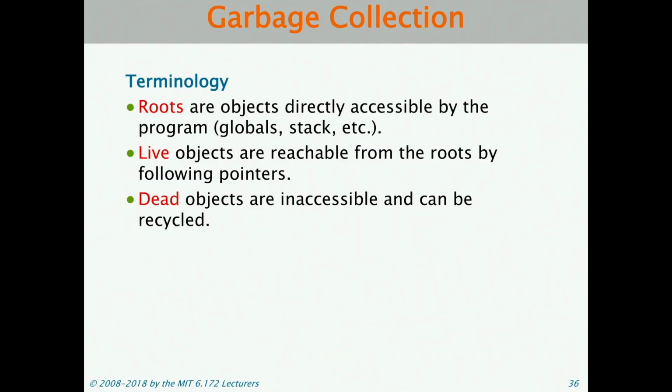Okay, so for garbage collection, let's go over some terminology. There are three types of memory objects: roots, live objects, and dead objects. Roots are objects that are directly accessible by the program. So these are global variables, things on the stack, and so on. Then there are live objects, which are reachable by following the roots via pointers. And then finally, there are dead objects. These objects are inaccessible via sequences of pointers, and they can be recycled because the programmer can no longer reach them.